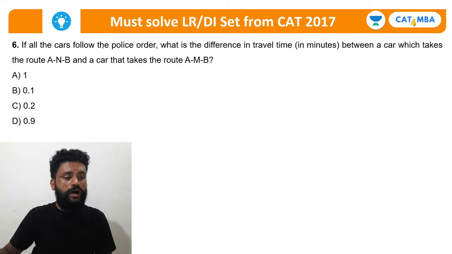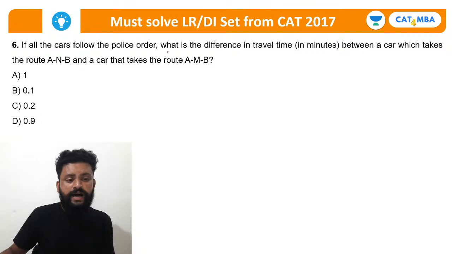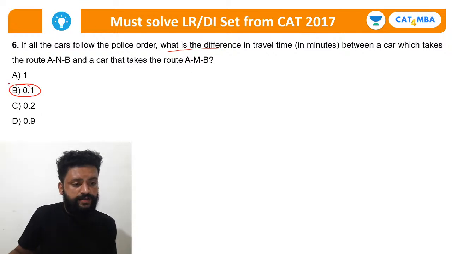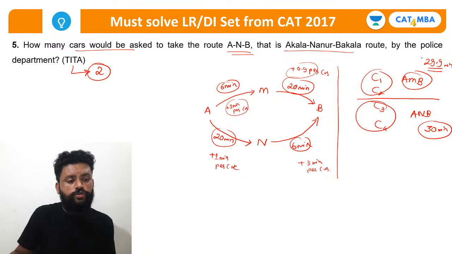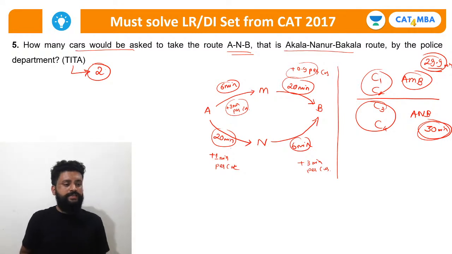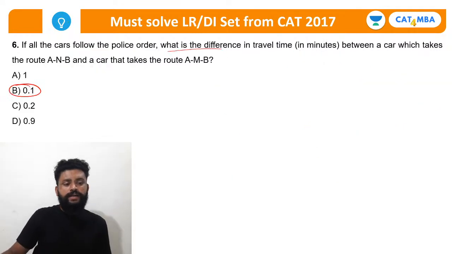Okay, the next thing, if all the cars follow the police rules, what is the difference between the time? हमने already calculate किया है, it is 2.1. 29.9 and 30, right?